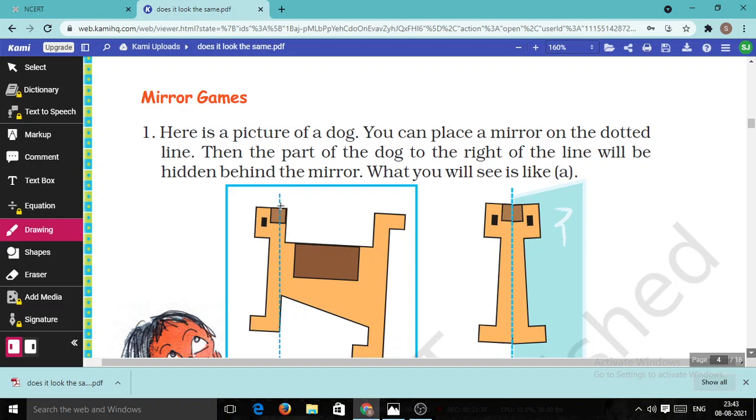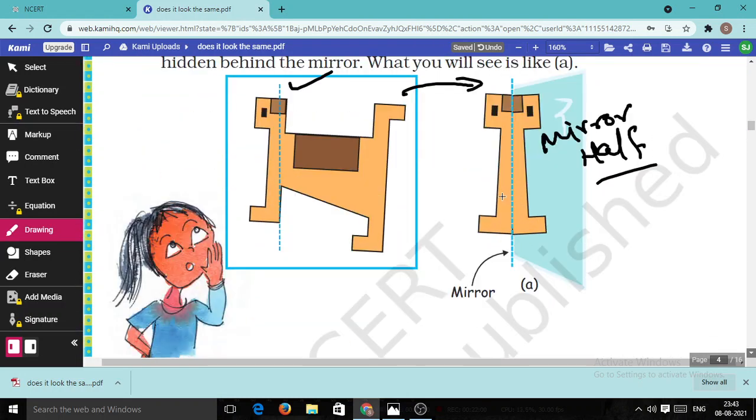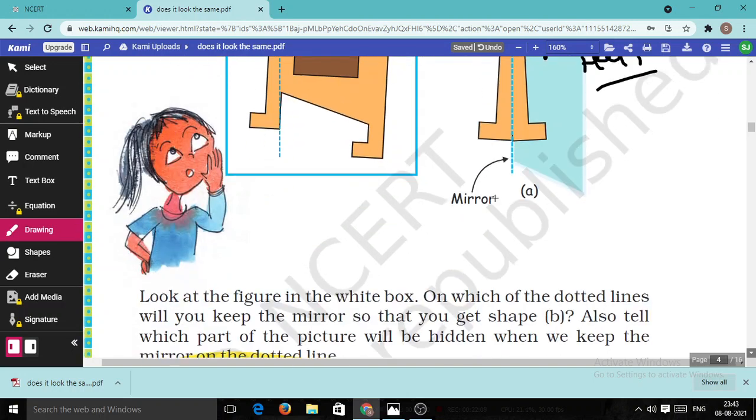Now look here, if you divide the picture of the dog from here, you will see the picture like this. This will give you the idea. So this is called a mirror half. If you divide the line and the picture like this, then you will get the figure like this. If you place a mirror, then you will see both the parts are equal.